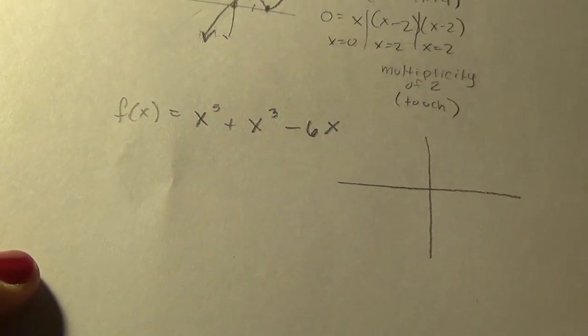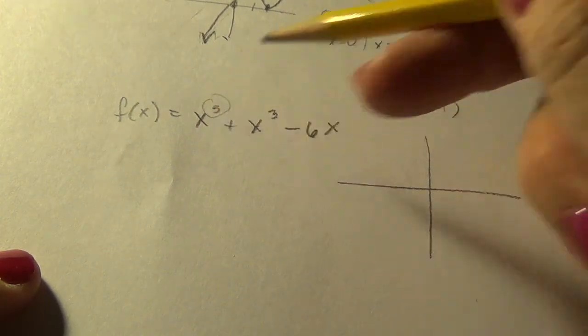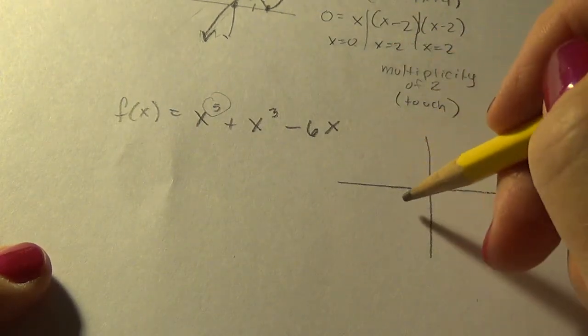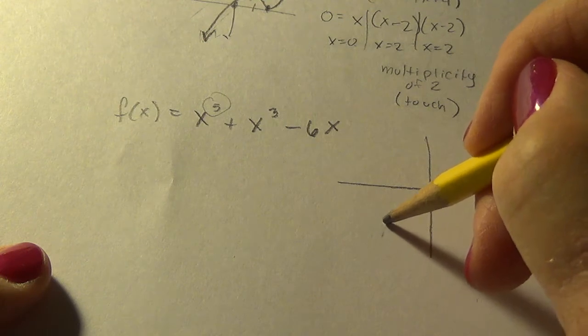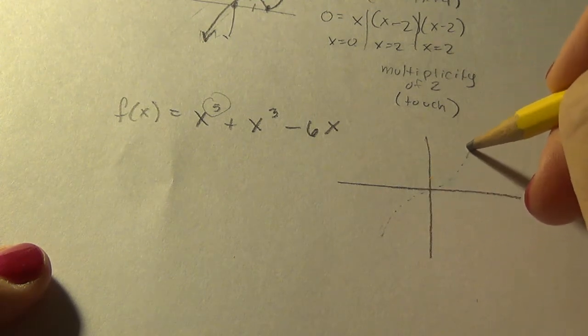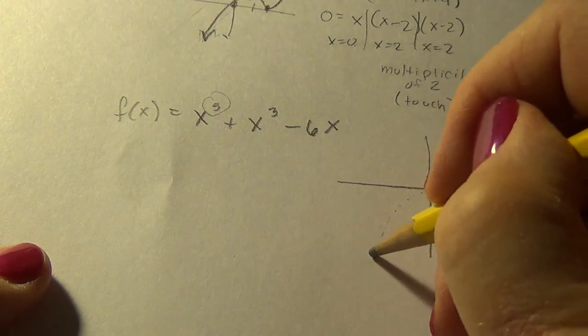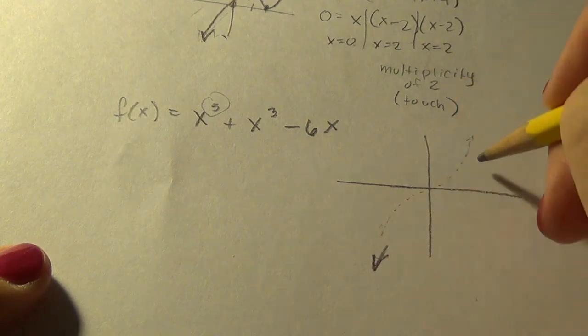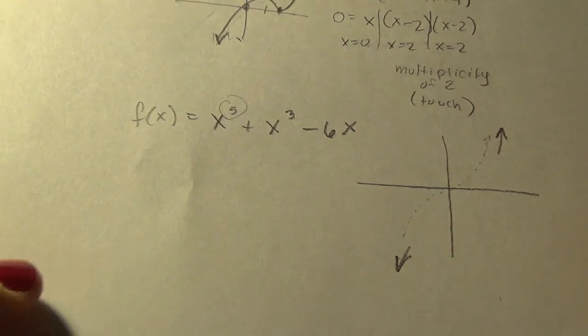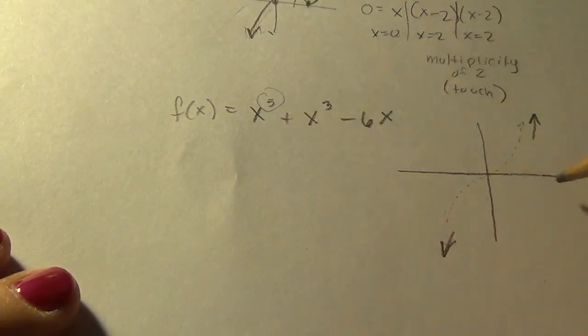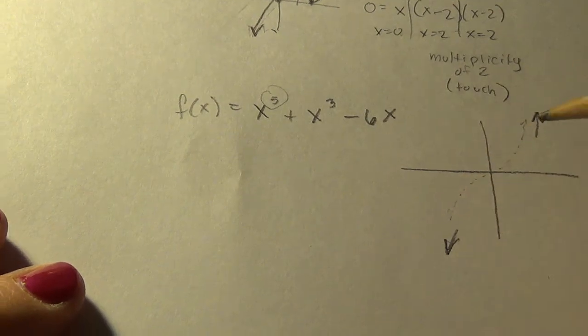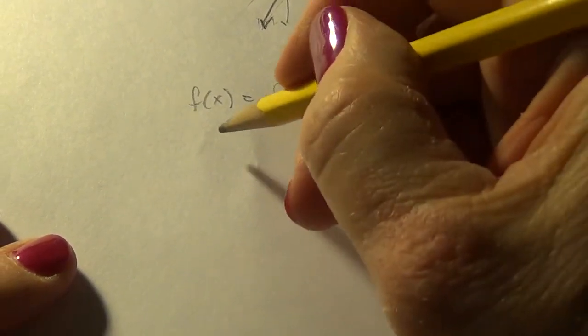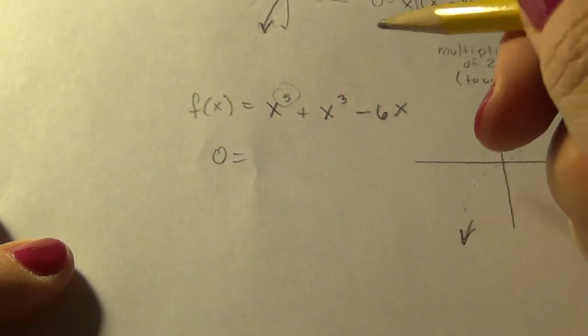Alright, now this is raised to the fifth. It's odd, so it's going to act like the cubic function in that it's going to go from down to up on its end behaviors. We're going to find some zeros and make an approximate graph by factoring and setting equal to 0.